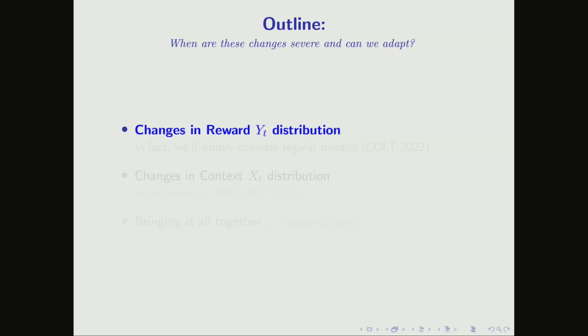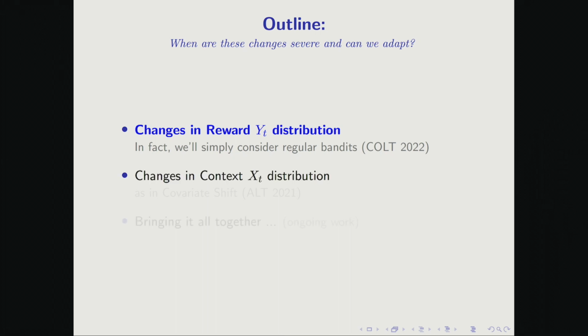First, I will consider changes in the reward, y_t, distribution. And in fact, I'll simplify the whole problem. It won't be contextual anymore. There will be a single context if you want. So it's just regular Bandit. There is just a set of actions, and I have to pick the best action. The distribution of rewards is changing.